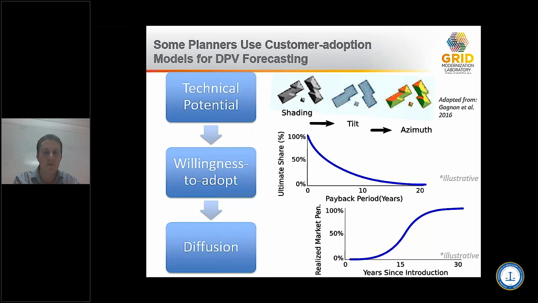From there, we develop an estimate of economics of solar on different roofs. What's their payback period? What is the cost? What is the retail bill savings, and so forth. And then we relate that payback period to the second chart. You can see that longer paybacks are worse. It takes a lot more years to recoup your investment. Leads to a smaller ultimate market share.